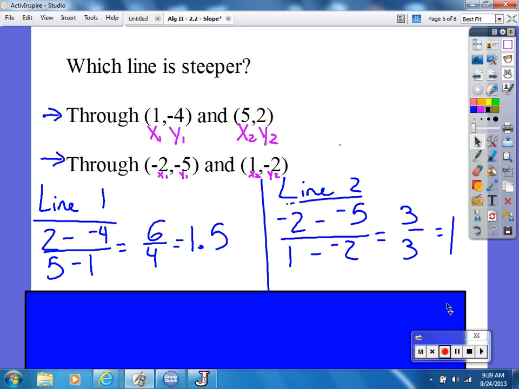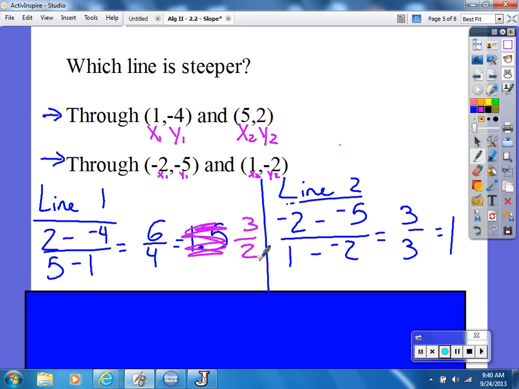Whichever slope is bigger. Notice 1.5 is bigger than 1. So in this case, which line is steeper? Line 1. That's the reason I changed it to a decimal here, just so you could actually see this one is bigger than this one. If I was graphing it, I would leave it just like that, 6 over 4, or I would have changed it to 3 over 2.